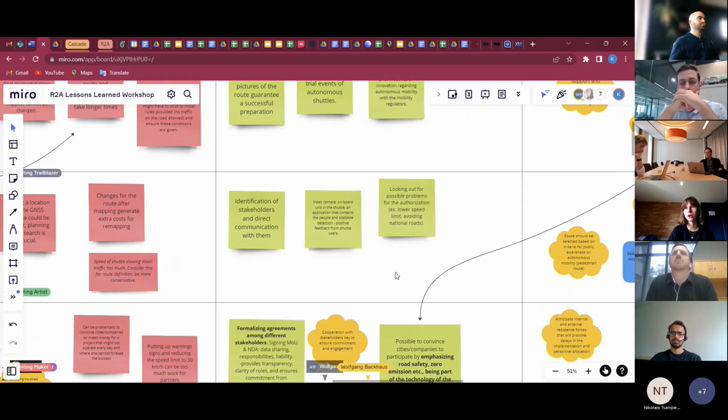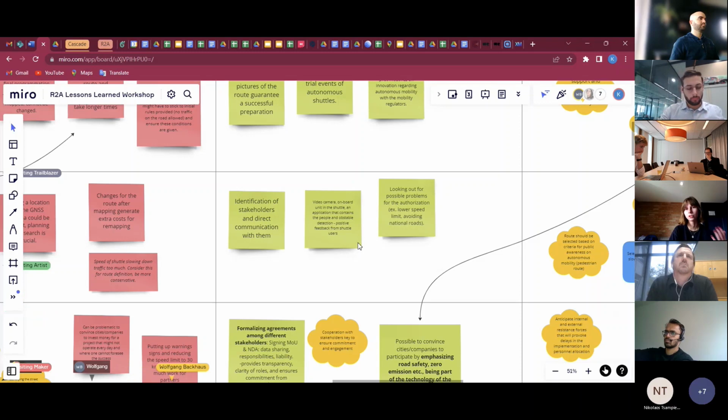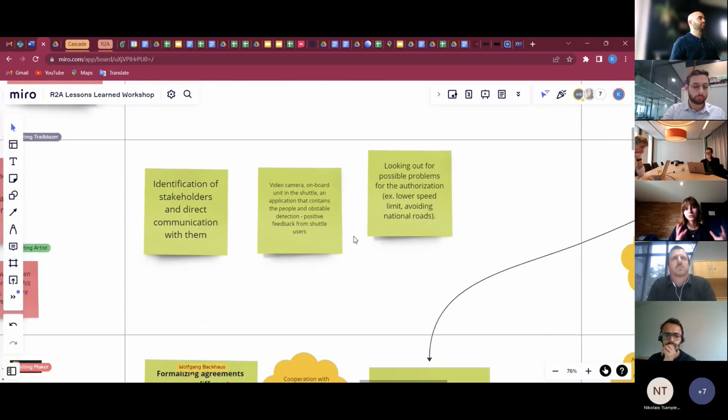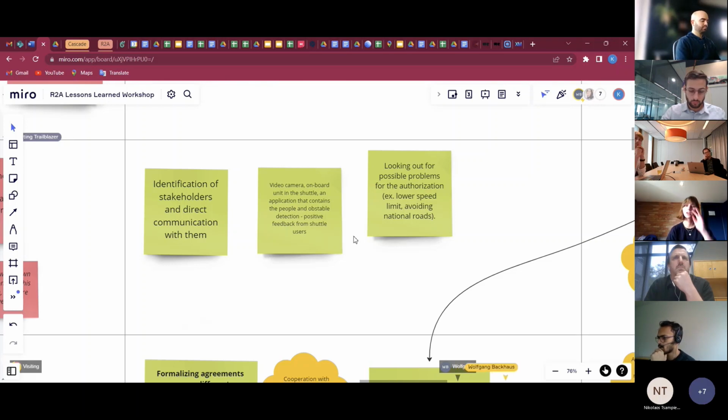Also, as we heard from our previous meetings, when a good quality video was available for the users of the shuttles, or when the users could see onboard units and the applications that the shuttle used, they had very positive feedback and they felt more comfortable. So actually providing the users and stakeholders involved with this direct information of what's happening in a shuttle, how it is driving, what kind of technology they use, it really helps in increasing the trust and raising awareness. So that's very important.